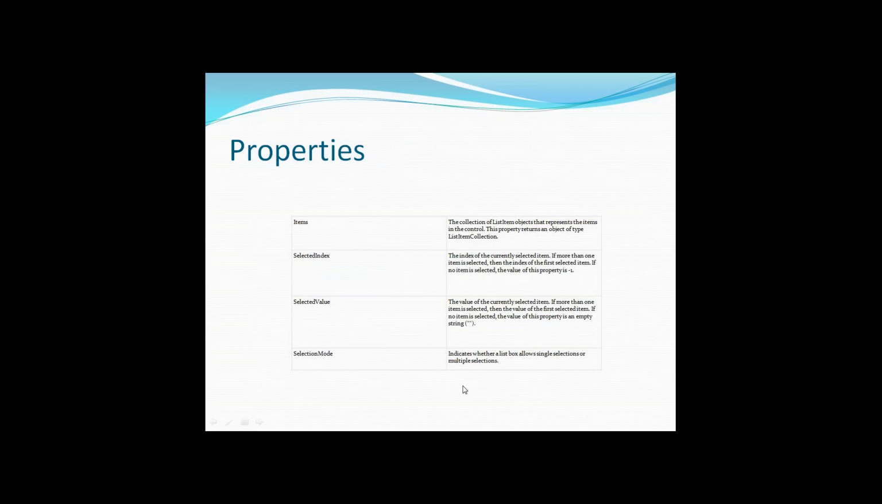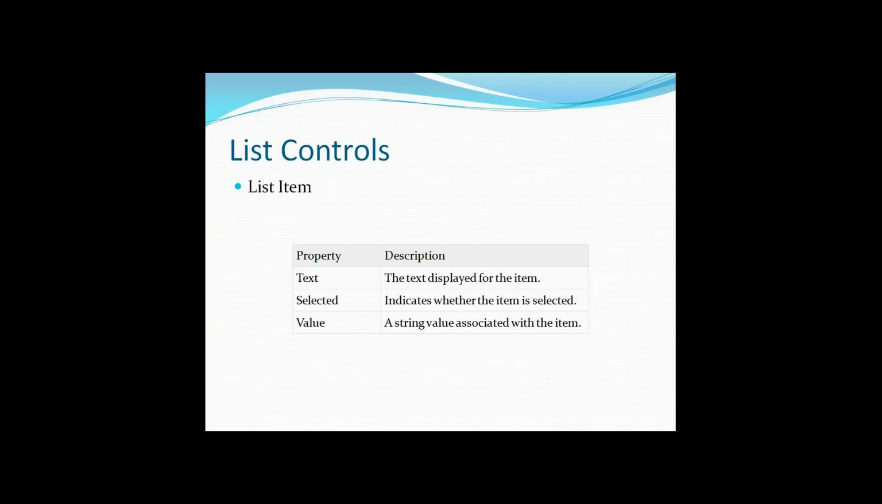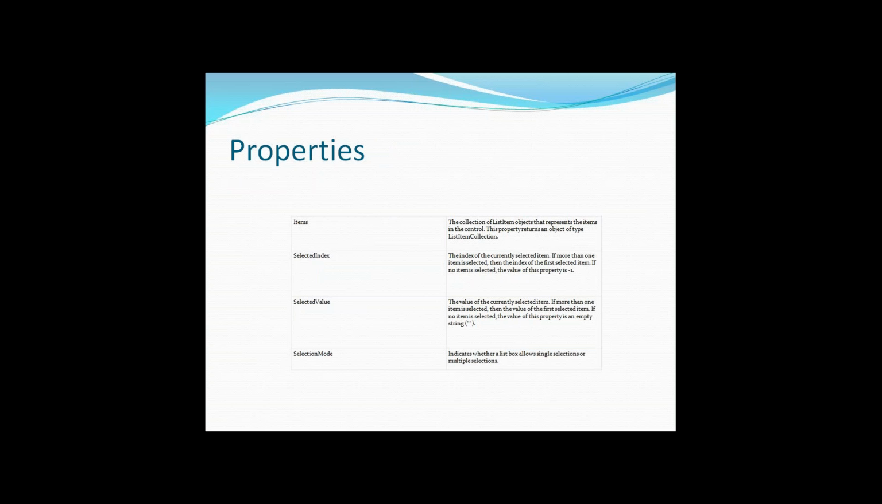Now, the list controls, all of them, have certain properties associated with them. Let's understand what the properties associated with the list control are. The properties which we looked at in the previous slide are associated with each item in the list. Now this is for the parent control. Understood? Is it clear or do you have any confusion?